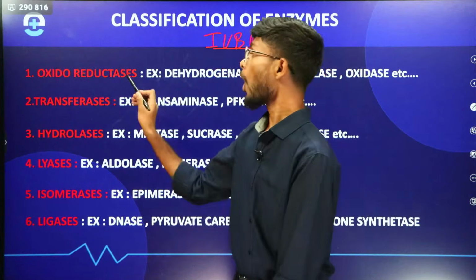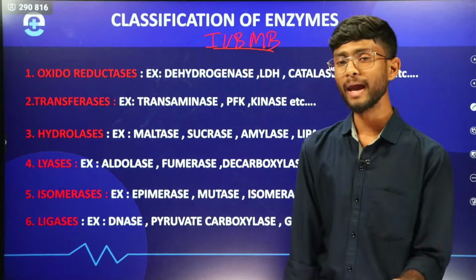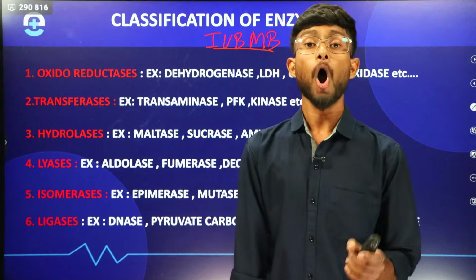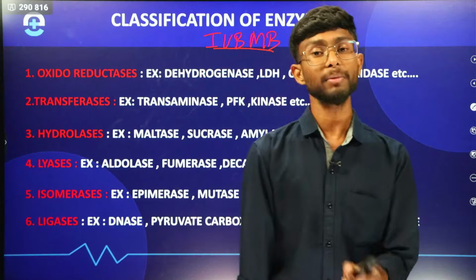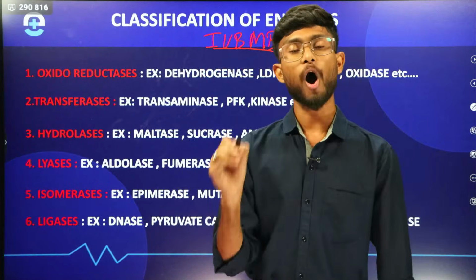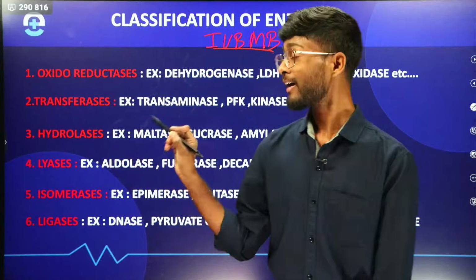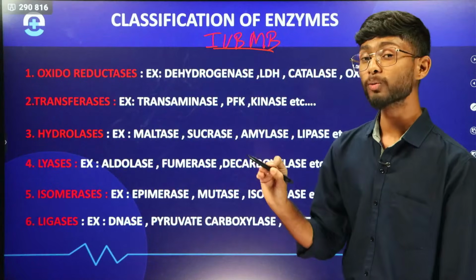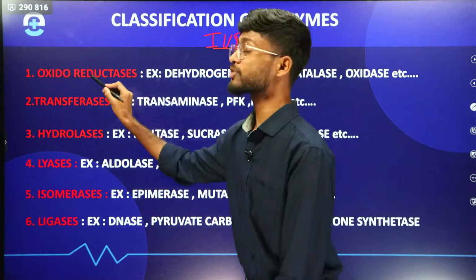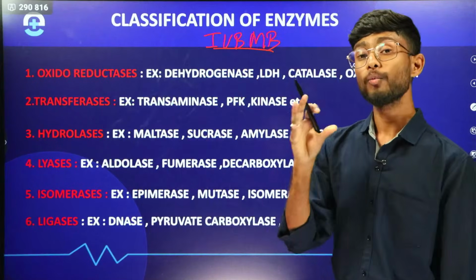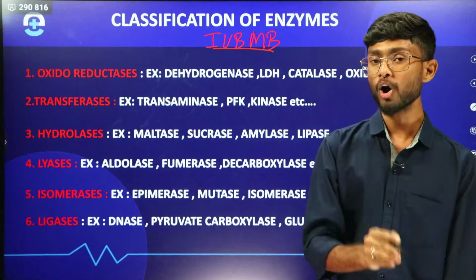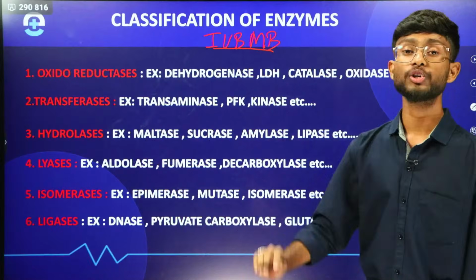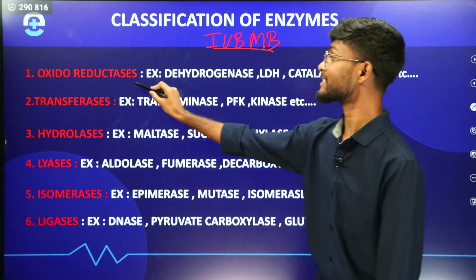oxidoreductase. What is that? Oxidoreductase. The name itself tells oxidation as well as reduction, a chemical reaction where oxidation as well as reduction takes place. That process is called oxidoreductase. The enzyme which catalyzes both oxidation as well as reduction, that you call oxidoreductases. This is the enzyme.